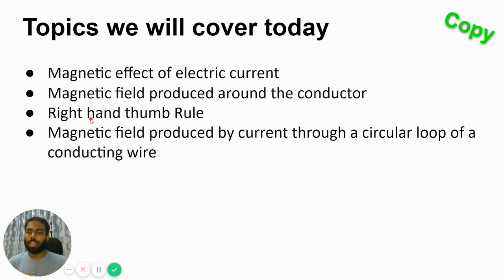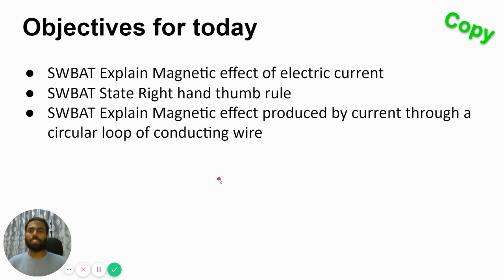That is the last topic that we will see in today's learning session. The objectives for today, we are going to do 3 objectives simultaneously. First is to explain the magnetic effect of current. Second is to state the right hand thumb rule. You have to learn this particular rule by heart. There are 2 more rules coming in this chapter, Fleming's right hand rule and Fleming's left hand rule. You need to learn all of them by heart.